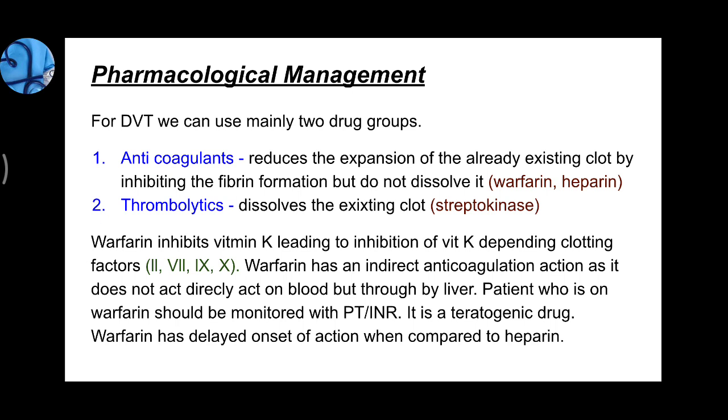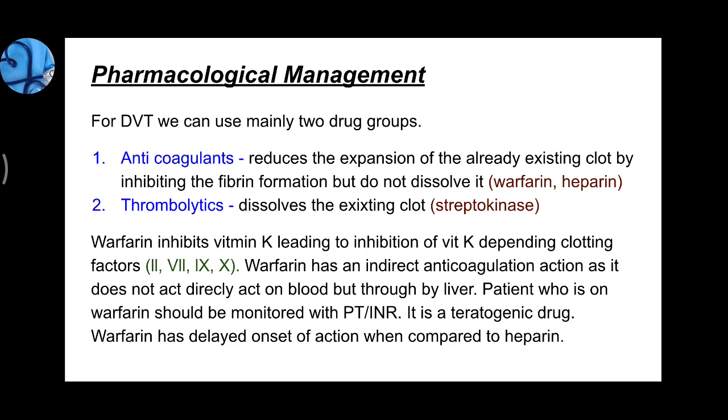Anticoagulants reduce the expansion of the already existing blood clot by inhibiting fibrin formation but do not dissolve it. Examples of anticoagulants: warfarin and heparin. Thrombolytics dissolve the existing clot. Example, streptokinase. Warfarin inhibits vitamin K, leading to the inhibition of vitamin K dependent clotting factors 2, 7, 9 and 10. Warfarin has an indirect anticoagulant action as it does not act directly on blood but acts through the liver.